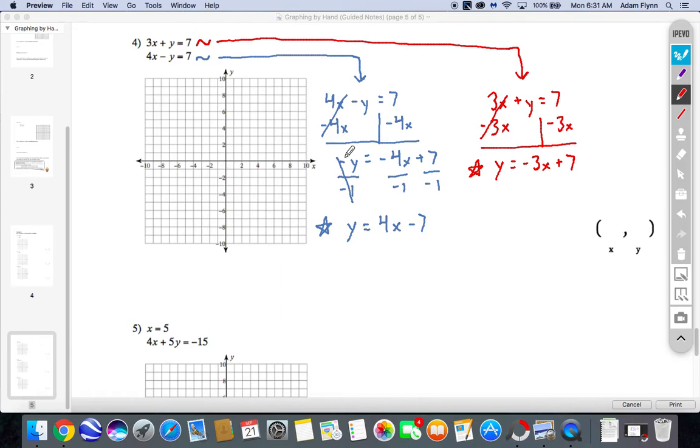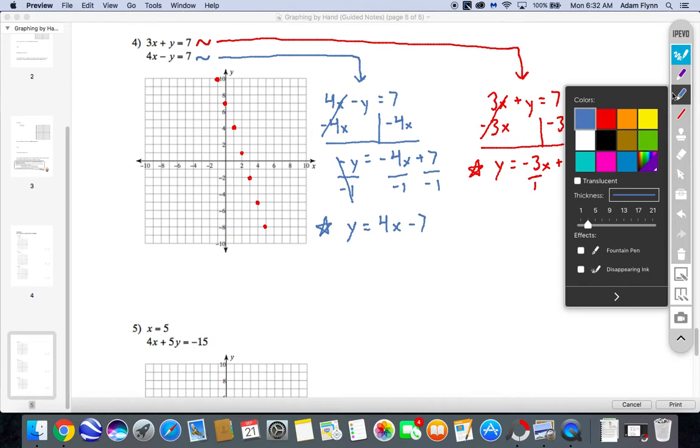So my y-intercept for my red line is going to be positive 7, so I'll go up to plus 7. And my slope is going to be negative 3. That's the same thing as negative 3 over 1. So because it's a negative number, I know it's going to be sloping down from left to right, so I will go down 3 to the right 1. Down 3 to the right 1. And I will continue that as far as the coordinate plane allows me to go. And I can also extend it in the opposite direction.